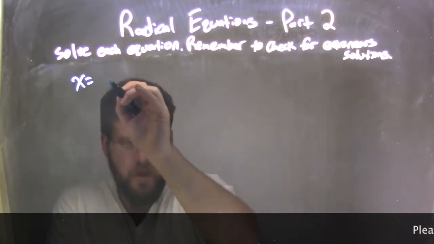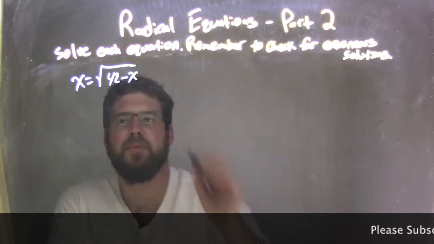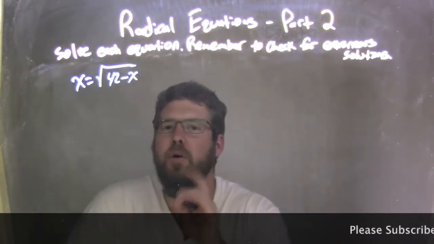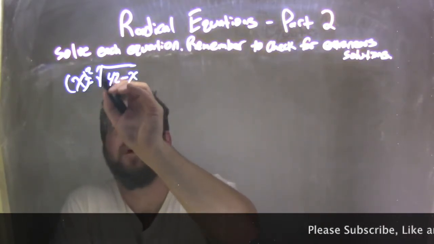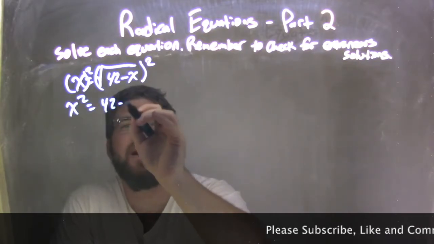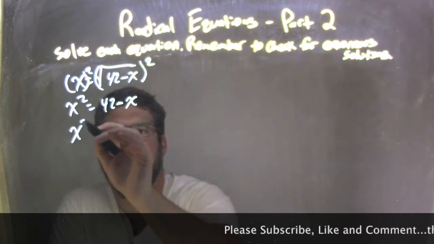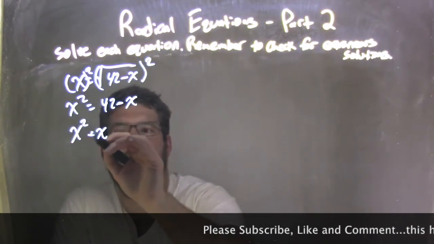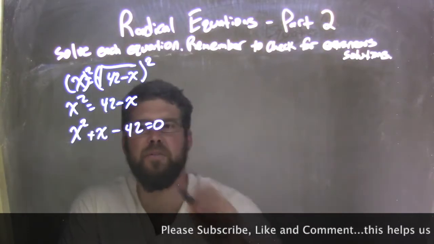X equals the square root of 42 minus x. Okay? Well, in doing so, what I need to do is I'm going to square both sides here to eliminate that radical. X squared is on the left equals 42 minus x on the right. Bringing everything over to the left-hand side: x squared plus x, because I'm adding x here, minus 42 equal to 0.